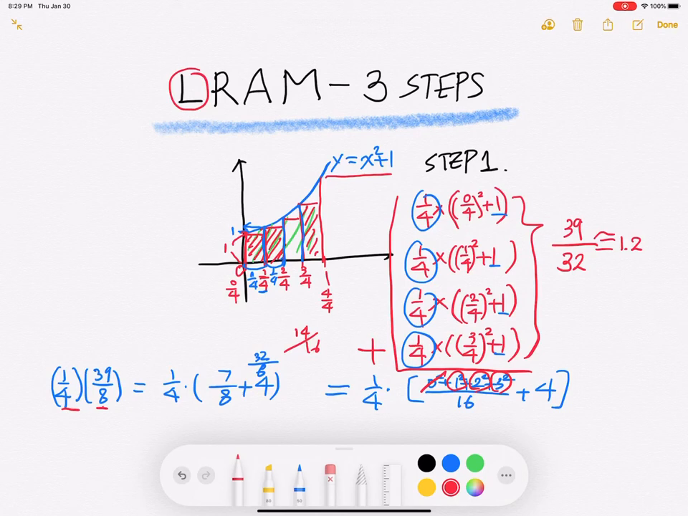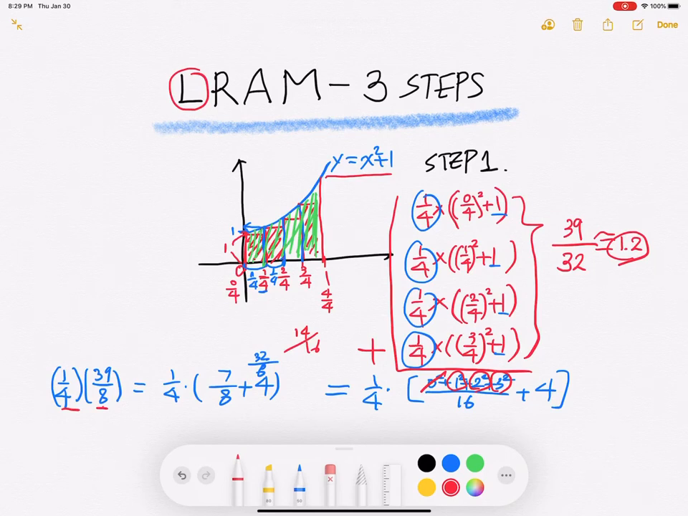Okay, first step is done. I just found 4 rectangles' area using LRAM. My question is this: actual area we try to find is what? Area under the curve of x squared plus 1 with x-axis from 0 to 1, right? That area is actually this green color area. But we found just 4 rectangles area, right? Which one is bigger? Our number we got, 1.2, is smaller than actual area, right?